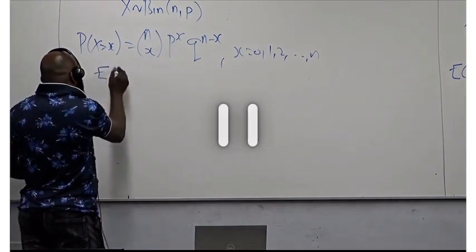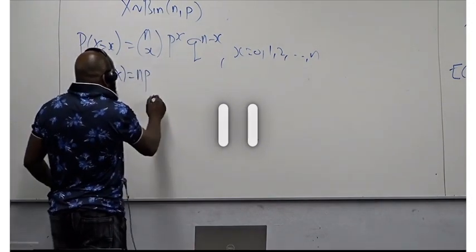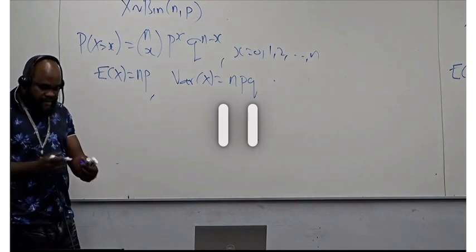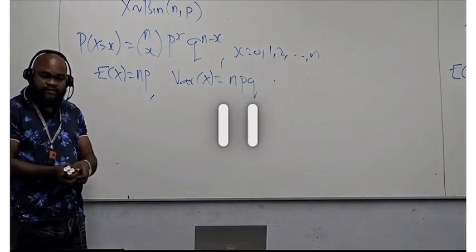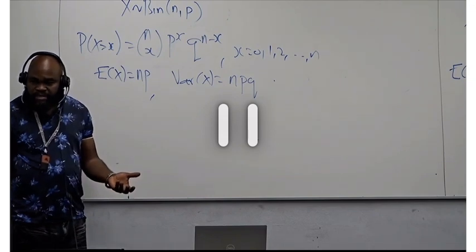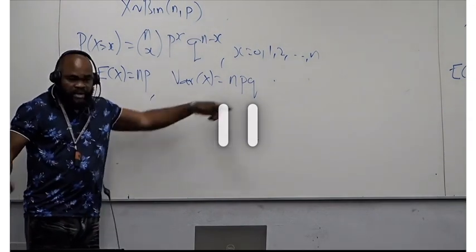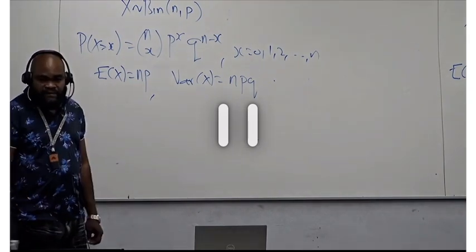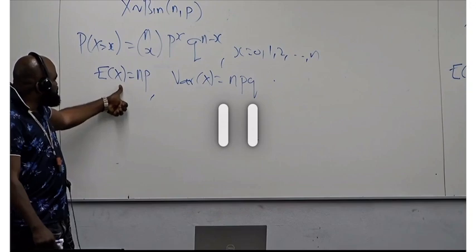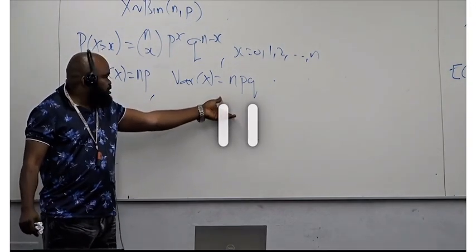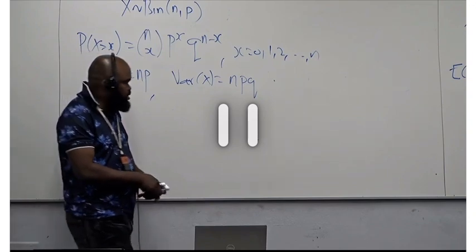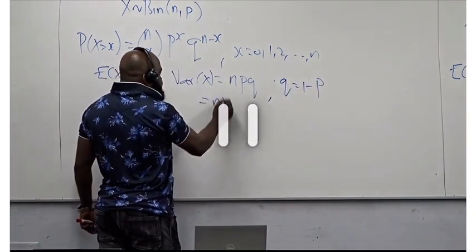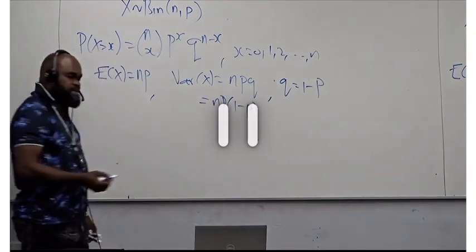So the expectation of X is NP. The variance of X is NPQ. And don't forget, the sum of Bernoulli will give us binomial. Remember the other time, we derived this and that from the idea of Bernoulli. So this is the mean, this is the variance. Of course, the standard deviation is going to be the square root of this guy. And don't also forget that Q is 1 minus P, so you can see this formula as that as well.